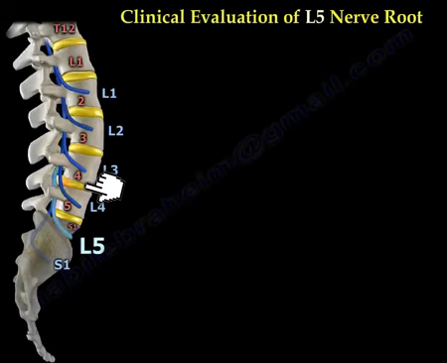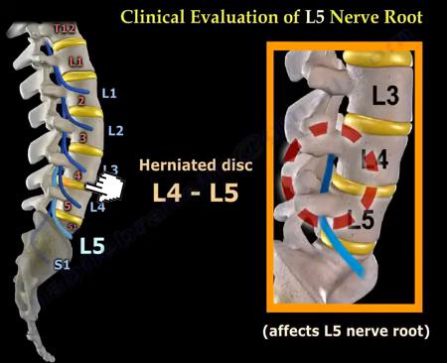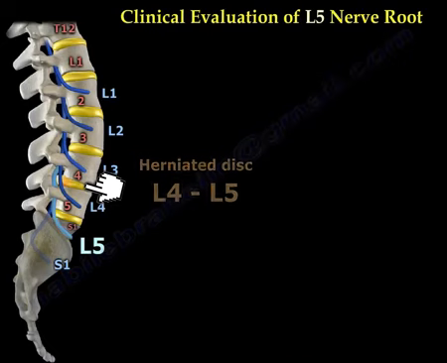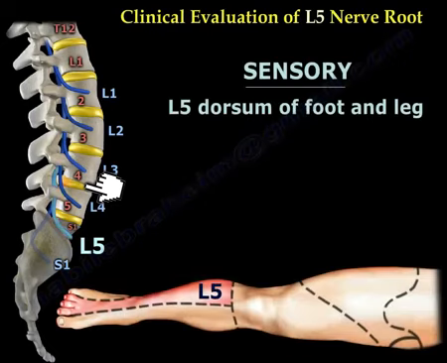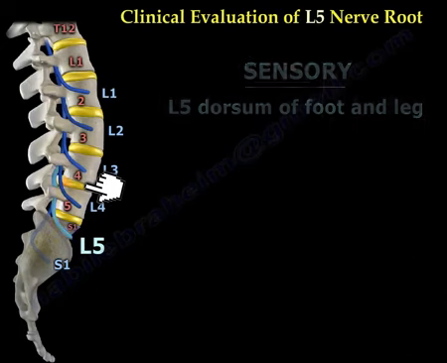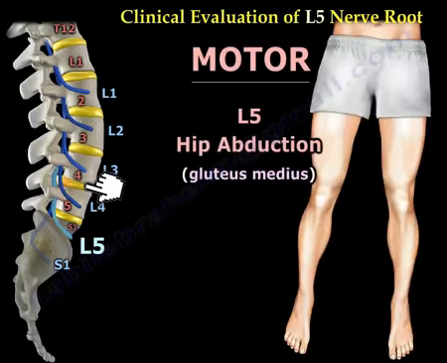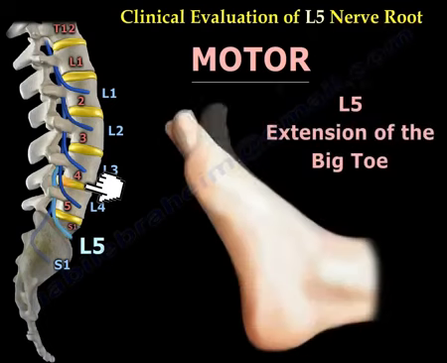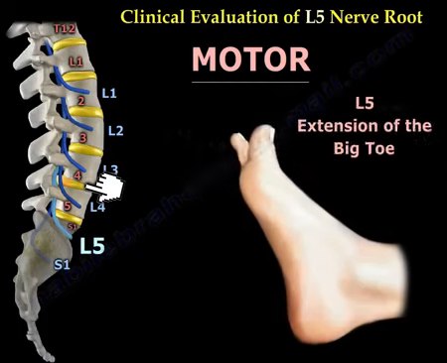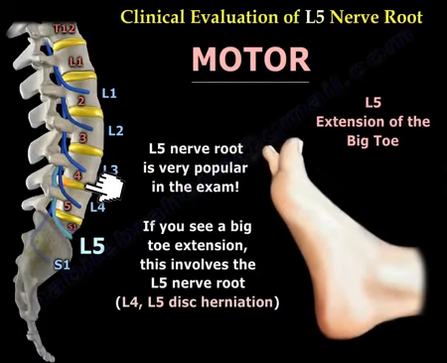A disc herniation between L4 and L5 will affect the L5 nerve root. The sensation will be the dorsum of the foot and the leg. The motor will be hip abduction, the gluteus medius, and big toe extension. The L5 nerve root is very popular in the exam, so they will give you a scenario. If you see a big toe extension, that's an L5 nerve root. It is an L4-L5 disc herniation.